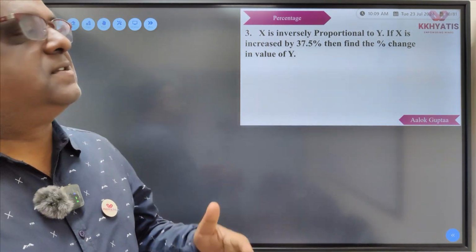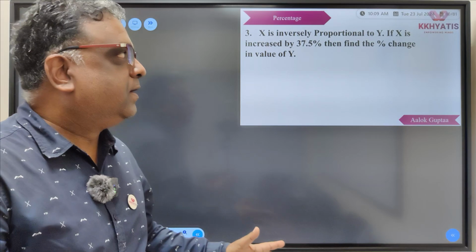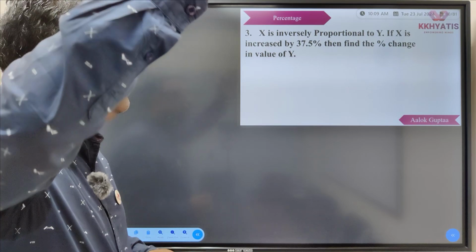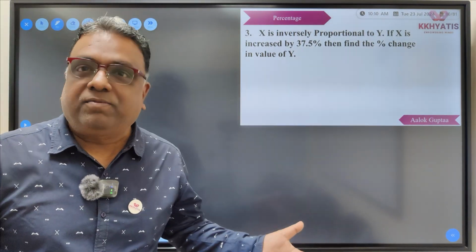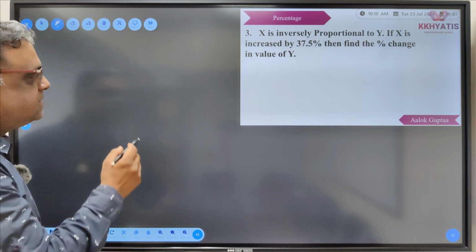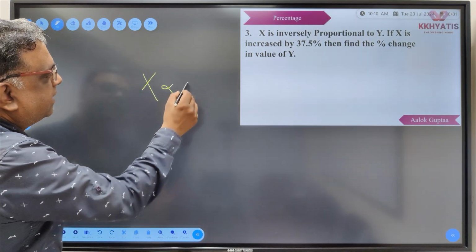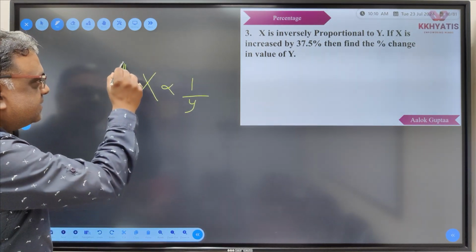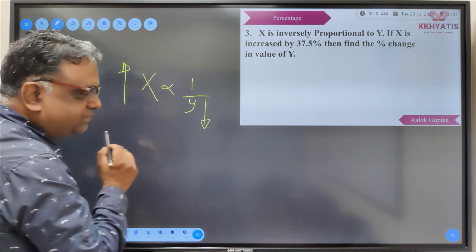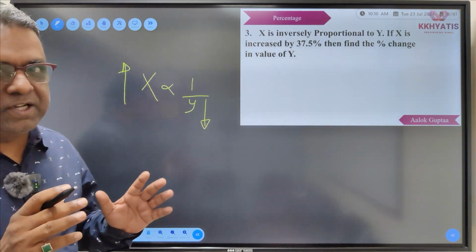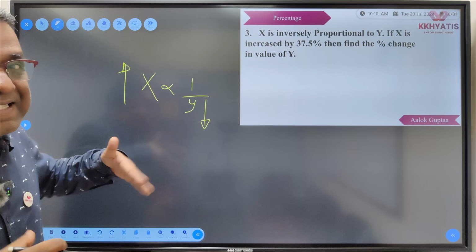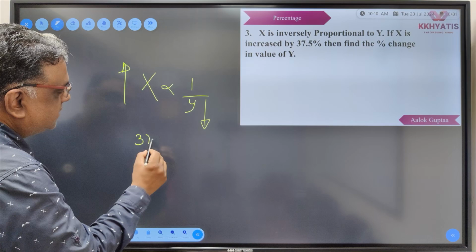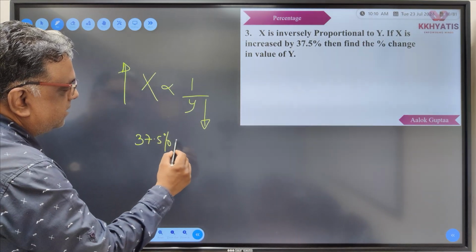Now what they are saying, x is inversely proportional to y. If x is increased by 37.5%, then find the percentage change in the value of y. So what do you mean by x is inversely proportional to y? Which means we write it this way. Which means if x increases, y will decrease. Correct? So the first condition is this. But how much did x increase by? 37.5%.